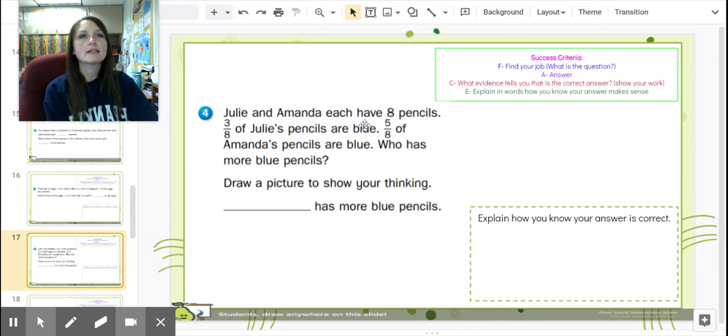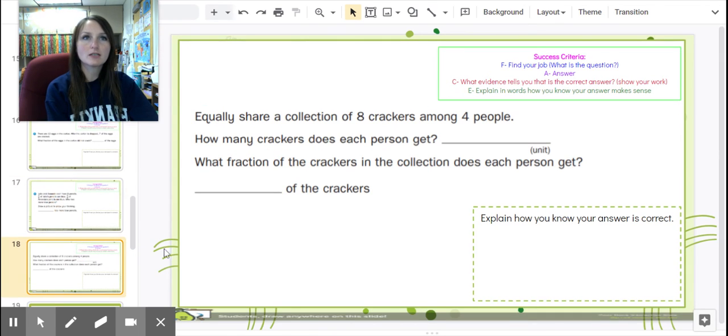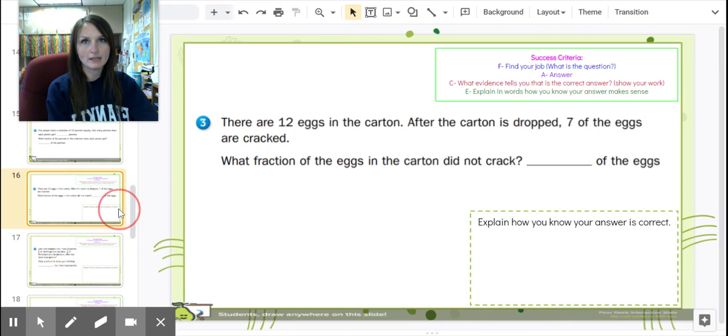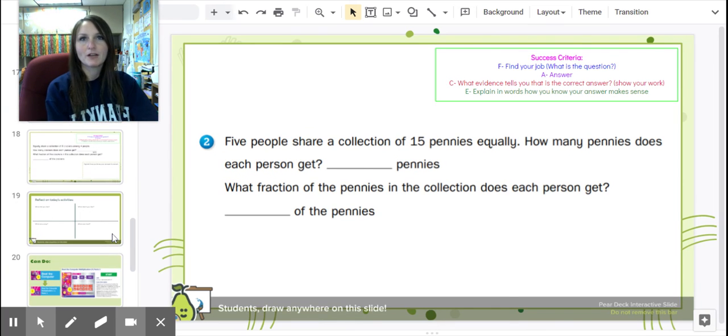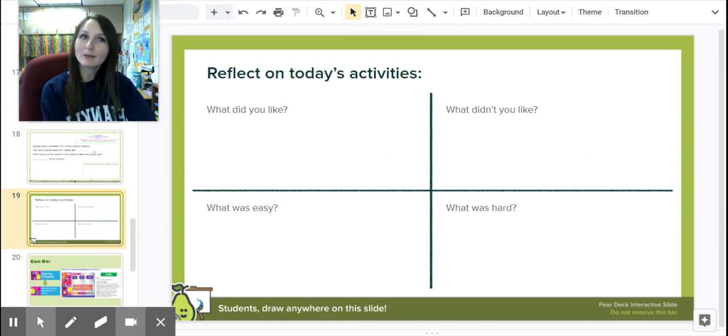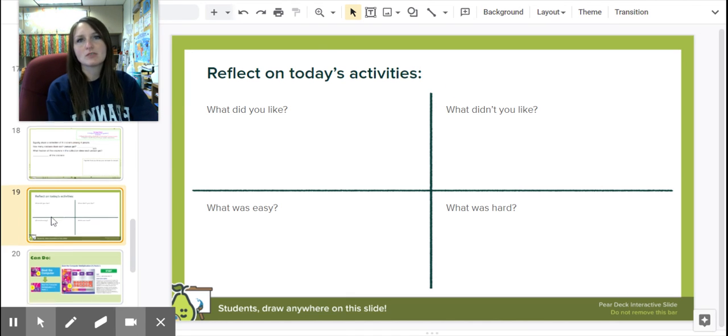And then here is some with pencils. This one's a little trickier. I want to see if you can do this one. And then here are some crackers being shared. And this time I want you to make sure that you're showing your thinking, okay, for these 2. The others, you do not have to, right? And then I want you to tell me, what did you like about the lesson? What was easy? What's still kind of tricky? And what's something maybe that you didn't like?